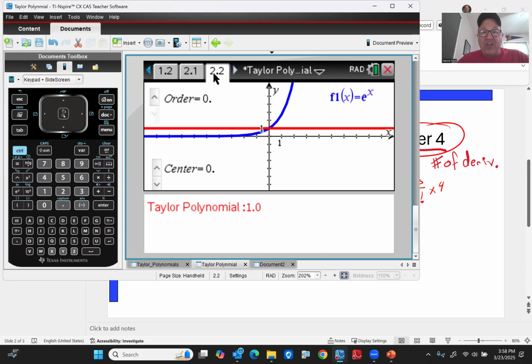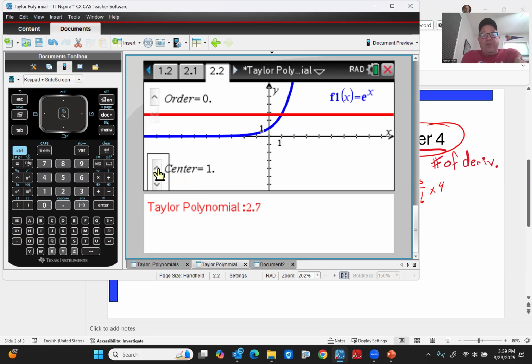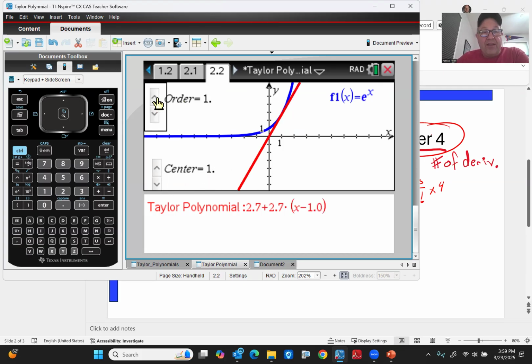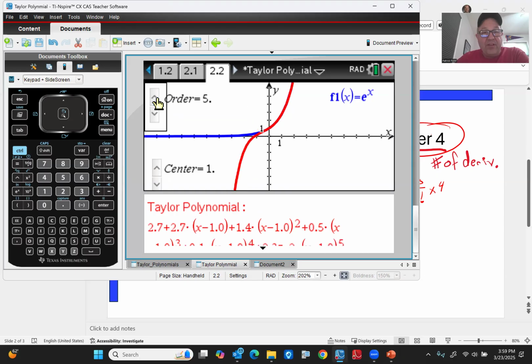Now, we can change the center of our polynomial. This is for e to the x, kind of like we did earlier, right? I can change the center. Right now, it's a Maclaurin, centered at 0. But if I make it a Taylor polynomial, Taylor polynomials, all they are is things that are centered somewhere else. So if I make it centered at 1, I can tell as I'm adding those derivatives, it's getting pretty close in there. But after a while, it doesn't get any further.